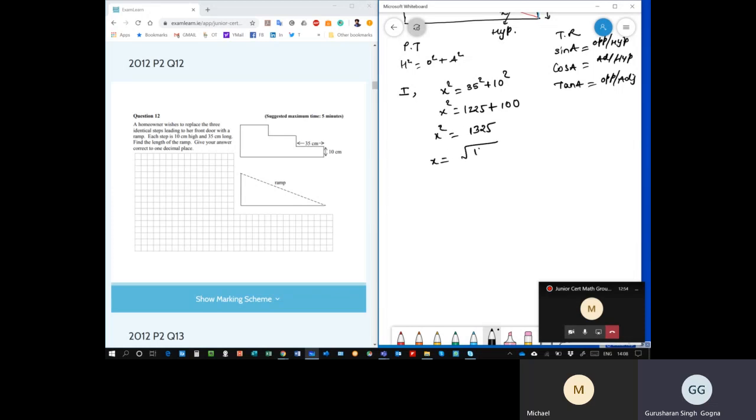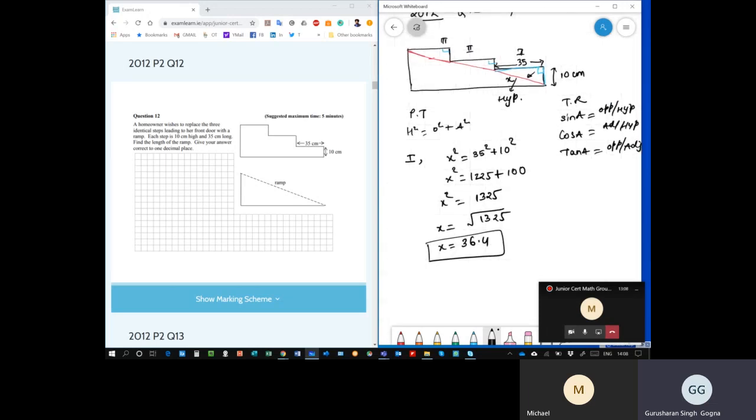So x is equal to square root of 1325. The square root of 1325 is around 36.4. Okay, so that's the first length here. Now you don't need to do it for the second and the third right angle triangle because they are identical. Why are they identical? Because this is 10, this is 35, this is 10, this is 35 as well. So obviously you will get the same hypotenuse, so you don't need to do it again.